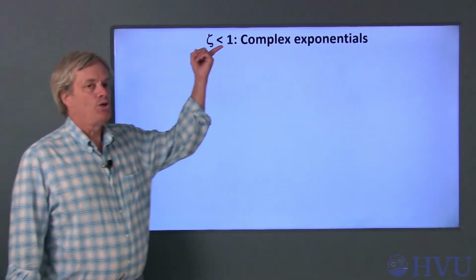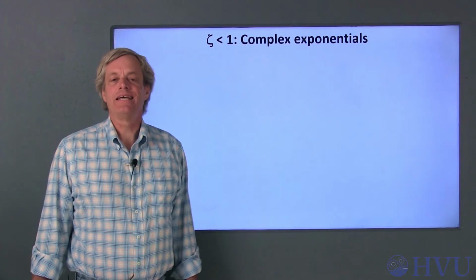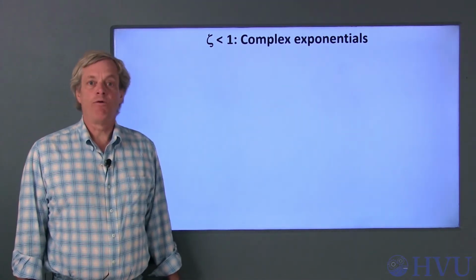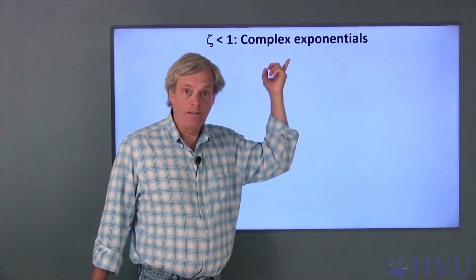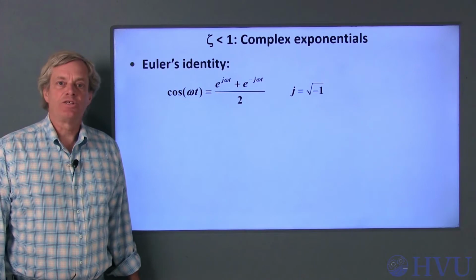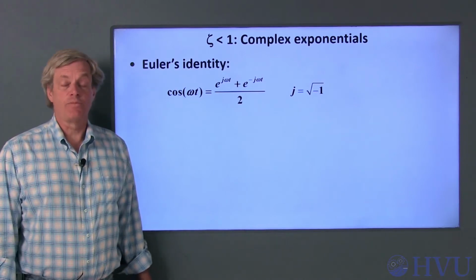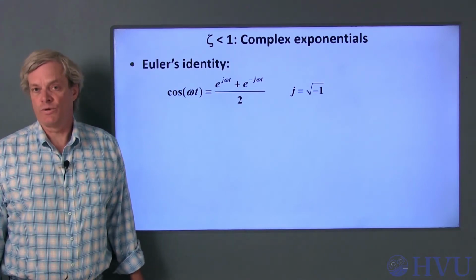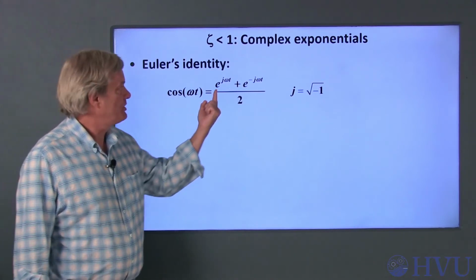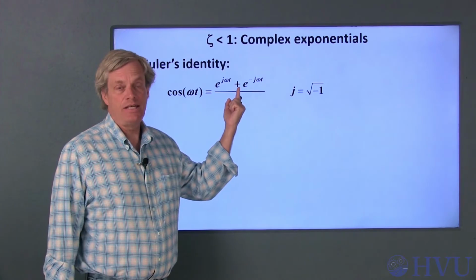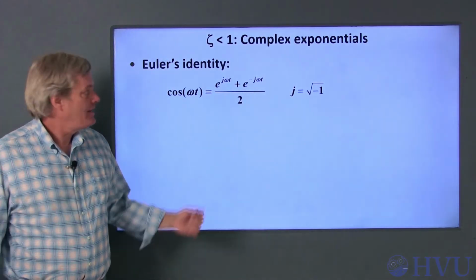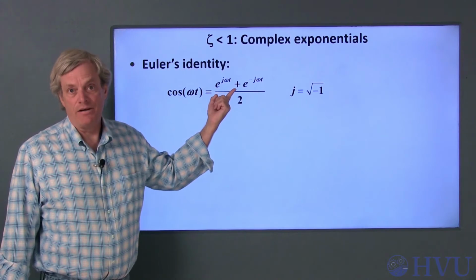When the damping ratio is less than 1, the solution contains complex exponentials. Before talking about system responses, I want to talk specifically about complex exponentials. Euler's formula says that complex exponentials with opposite signs in the exponent can be combined to form sinusoidal signals. For example, the cosine of omega t is equal to e to the j omega t plus e to the negative j omega t divided by 2. The formula for sine is similar, but with a negative sign here.